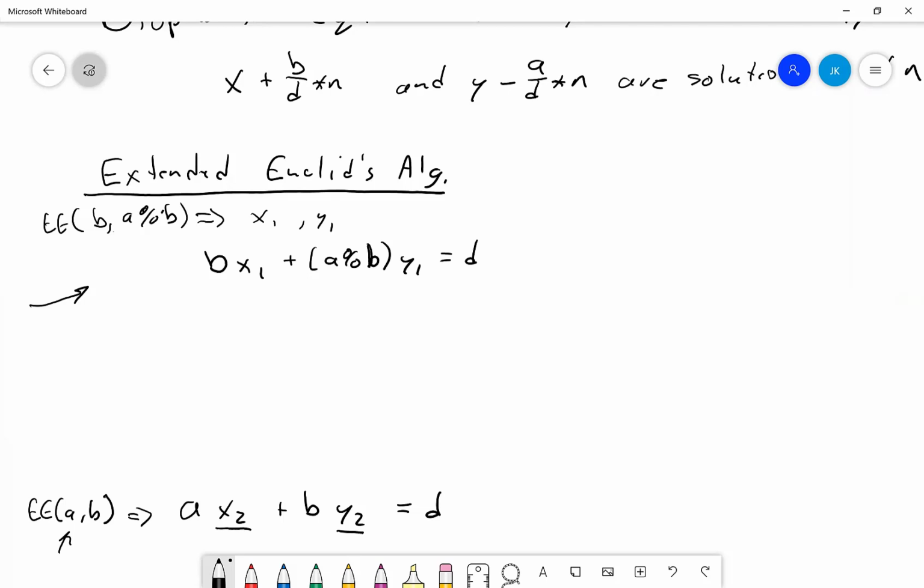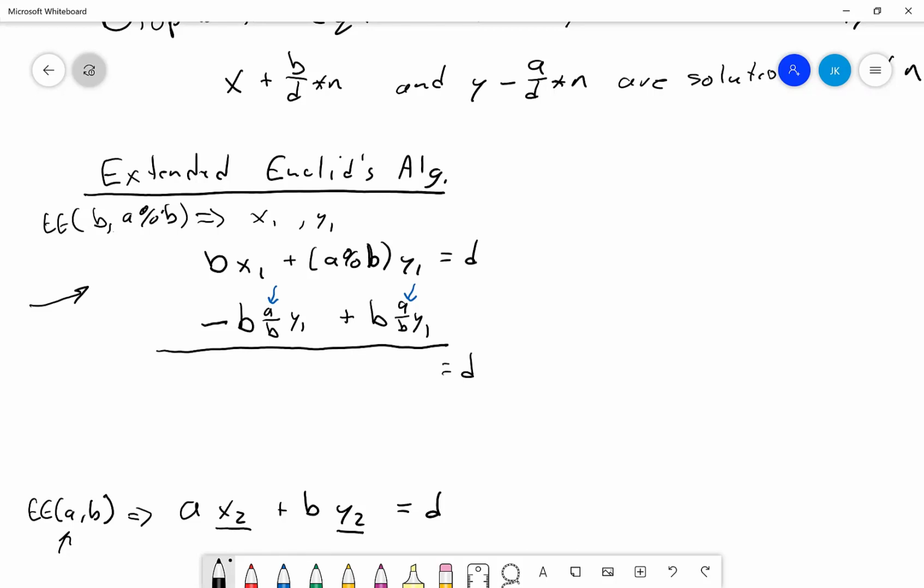So what I'm going to do is subtract off B times A over B Y1, and over here I'm going to add B times A over B Y1. Notice I'm adding and subtracting the same thing on both of these, and on this side it just remains D. Now, it's key to remember this is integer division. So that's integer division.